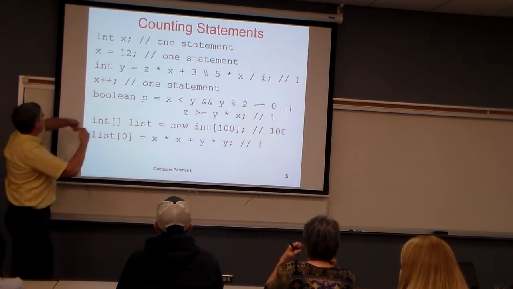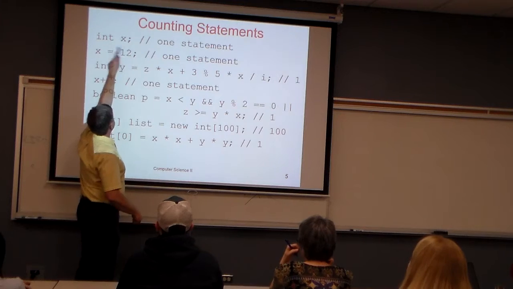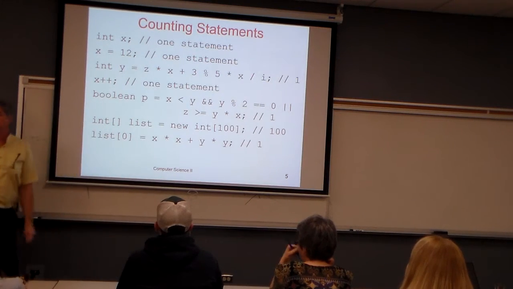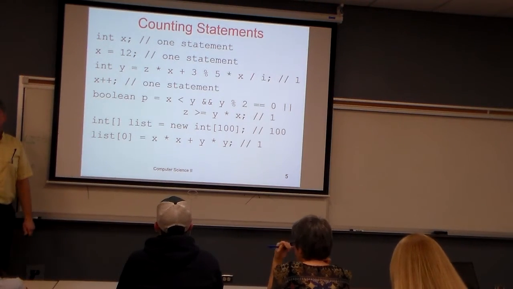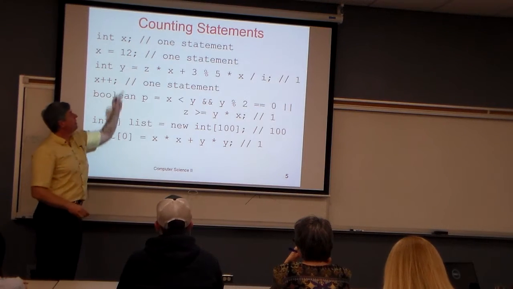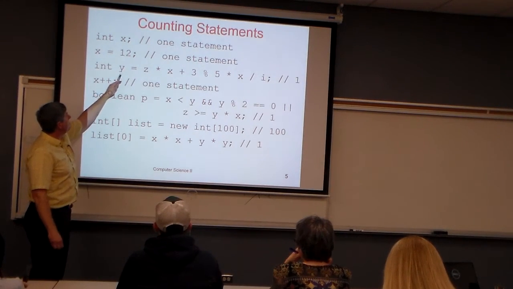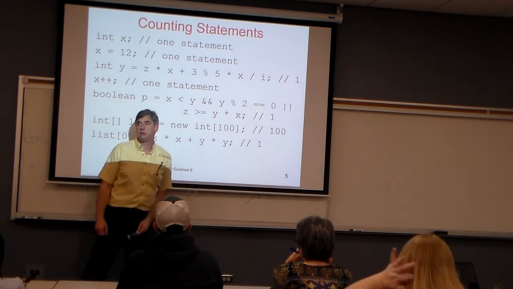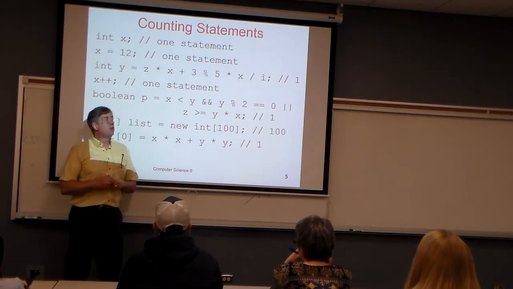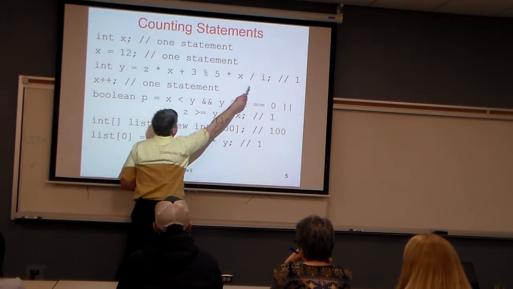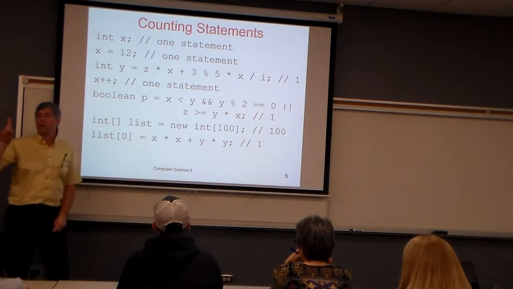Now, if you look at a statement like this where we're just allocating some space for a variable, that doesn't take much time. Even assigning a value doesn't take much time. Now this right here, we're allocating space for a variable, and then we're doing all this math. We're still going to consider each one of these things to be a one count.